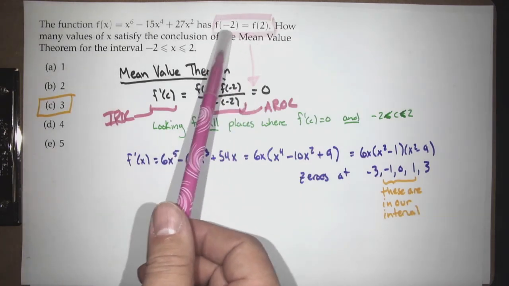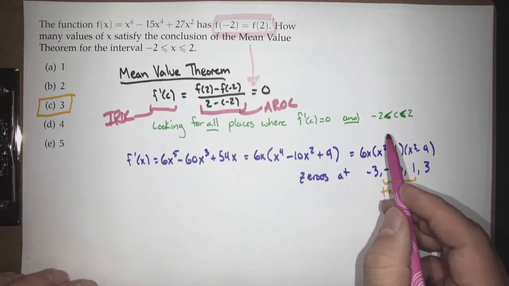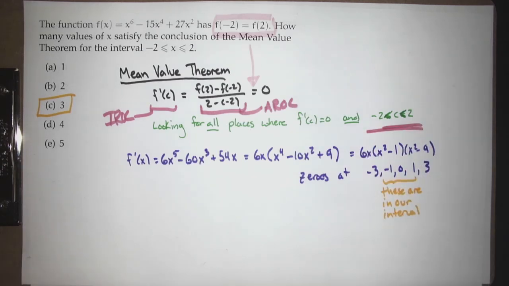Because f of 2 and f of negative 2 are the same, it's really asking the question, how many times is the derivative 0? But not just how many times is it 0, how many times is it 0 in the interval that we're under consideration? Well, we take the derivative, we can pull out a 6x, and it factors in terms of x squared nicely, and so the roots are negative 3, negative 1, 0, 1, and 3. We don't want negative 3 and 3 because they're outside the interval. So we only take the negative 1, 0, and 1. Those are in our interval, so we have 3 roots.